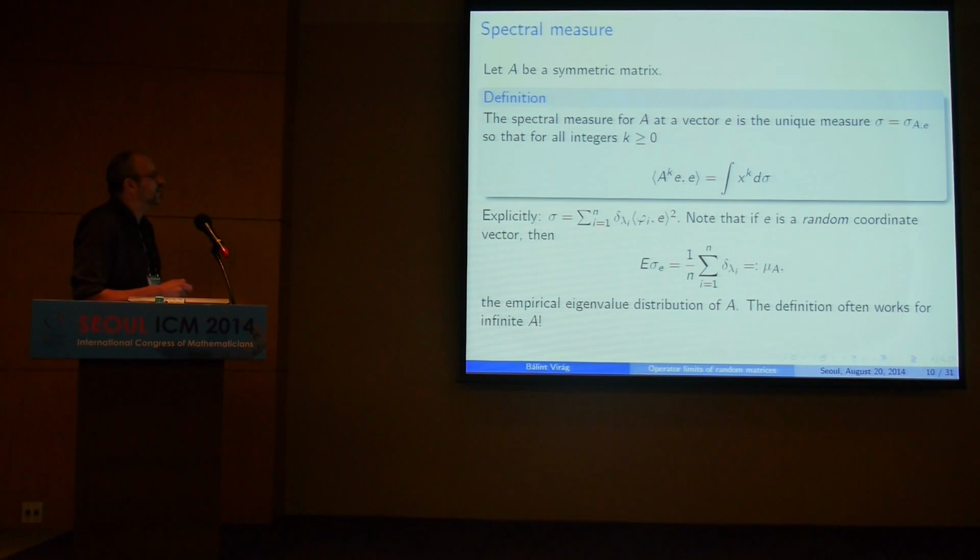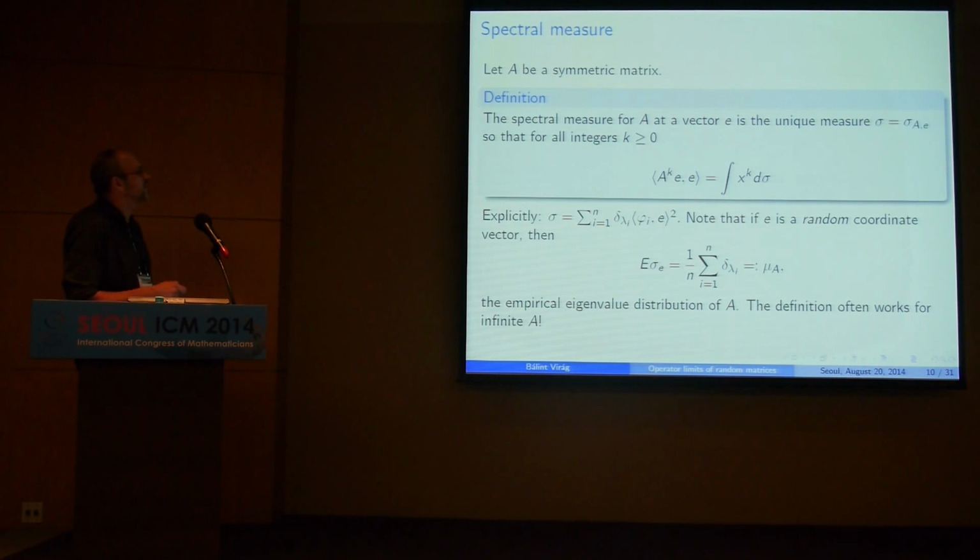So now if you take, for example, E to be a random coordinate vector, then the expectation of the spectral measure, if you average the spectral measure over all the coordinates, then because these phi i's are the eigenvectors, they're orthonormal, you actually get the eigenvalue empirical distribution. So it's some local version. Again, if you average over all coordinates, you get back the empirical distribution.